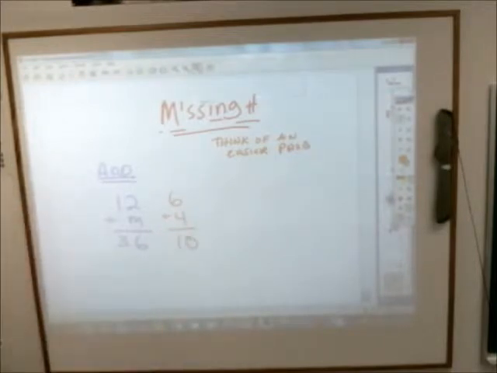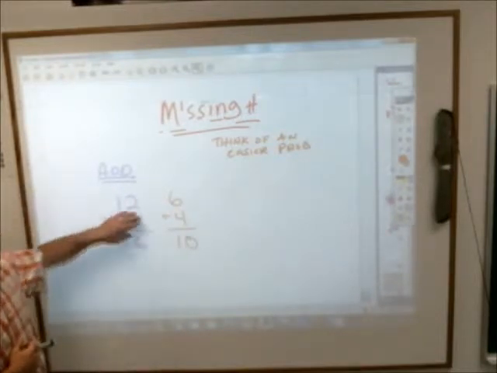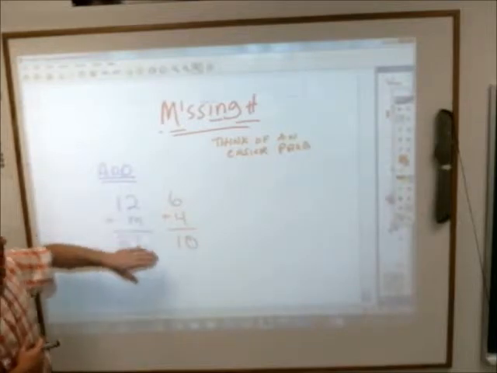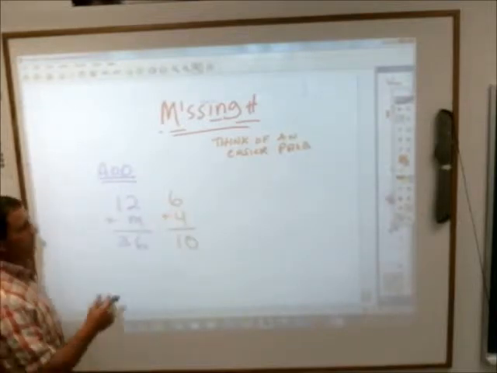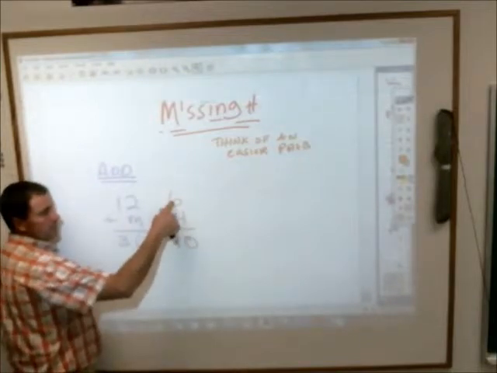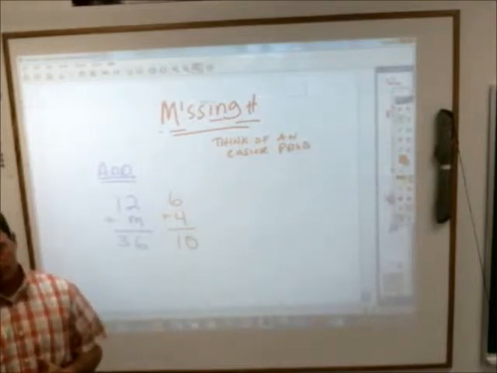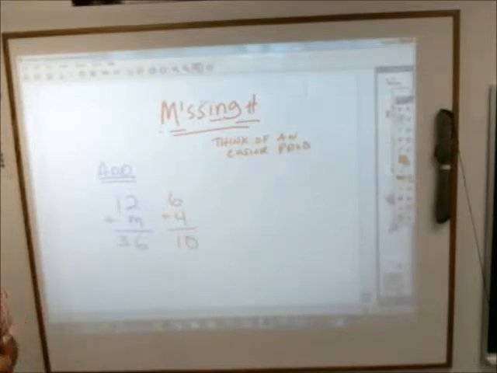And here is what you do. You think about this. These two problems are both addition problems. But in this one, you're missing the middle number. If I was missing this 4, ask yourself, what do you do with 10 and 6 to get 4? Because you're looking for the process to solve it, not necessarily the answer.